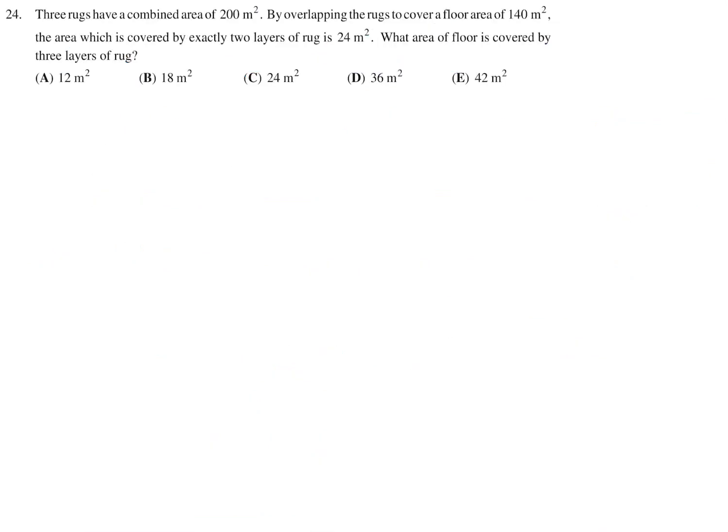3 rugs have a combined area of 200. By overlapping the rugs to cover a floor of 140 meters, the area which is covered by exactly 2 layers of the rug is 24. What area of the floor is covered by 3 layers of the rug? Okay, let's draw a diagram.